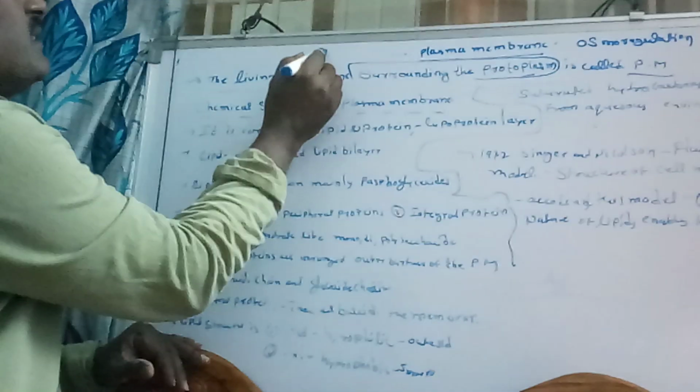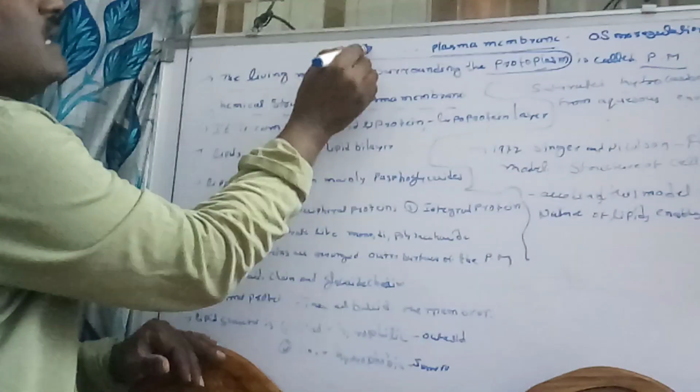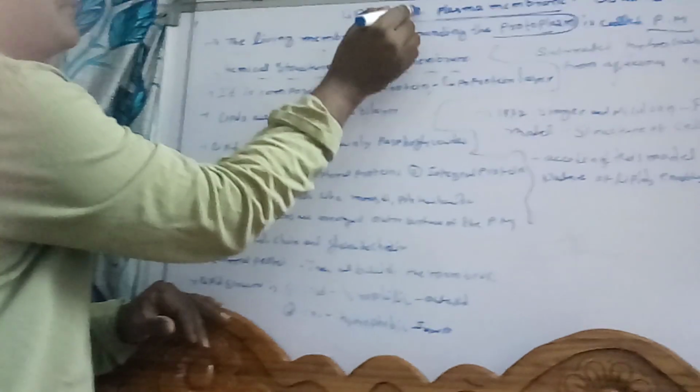The chemical structure of the plasma membrane. What is the chemical structure? Basically, the plasma membrane is made of lipids and proteins. It is also called a lipoprotein layer. Listen here: it is composed of lipids and proteins, so it is called a lipoprotein layer.